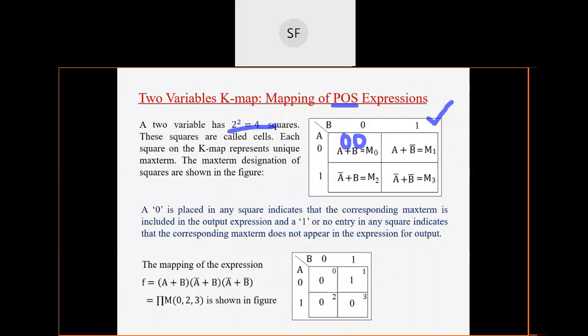Okay, similarly you can observe all other cells have the same logic. Here the value of this cell is 0 1. So for 0 you take the uncomplemented form and for 1 we have taken the complementary form. So this max term becomes M1, this becomes M2, and likewise this becomes M3. Okay, are you following me? Is it understood?